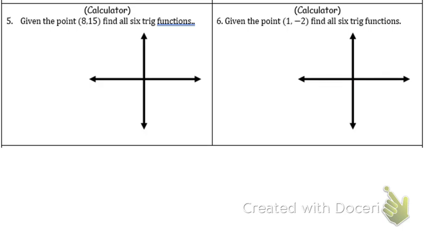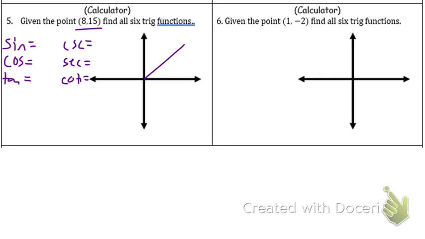Okay, this says this is the calculator portion, but you really shouldn't need it. Maybe for the Pythagorean theorem. This is a non-unit circle one, but we want to find the value of all 6 trig functions. So I'm just going to write sine, cosine, tangent, cosecant, secant, cotangent. Given the point 8, 15, that's going to be in quadrant 1. I go over 8 up 15, I'm going to get something like this.